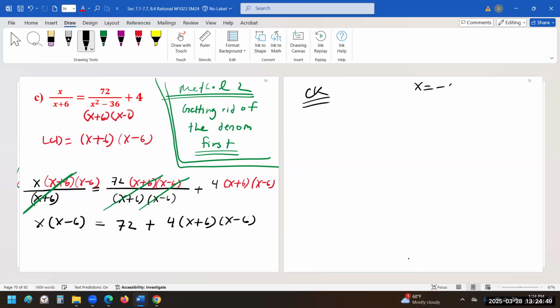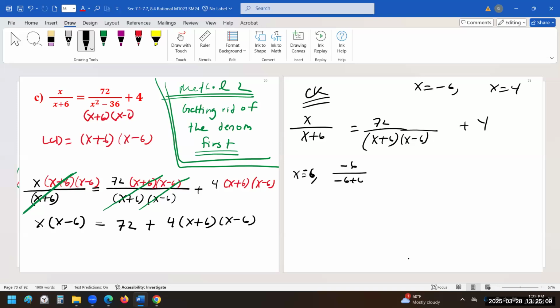We found one solution is x equals -6, and another solution is 4. So how do you check? You have x over x plus 6 equals 72 over (x plus 6)(x minus 6) plus 4. When x is -6, what do you get? -6 over -6 plus 6. You don't even have to go any further. You see 0 here. You get -6 over 0. It's automatically undefined. So if at least one of the terms is undefined, everything is undefined. So x equals -6 cannot be an answer.